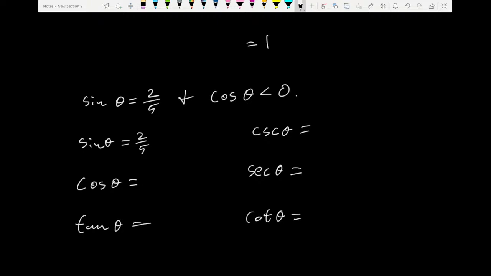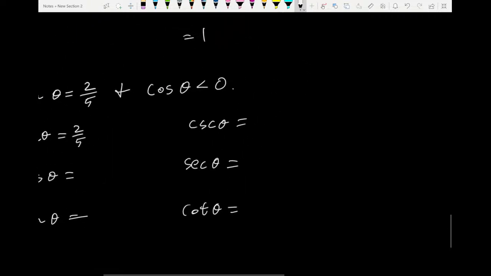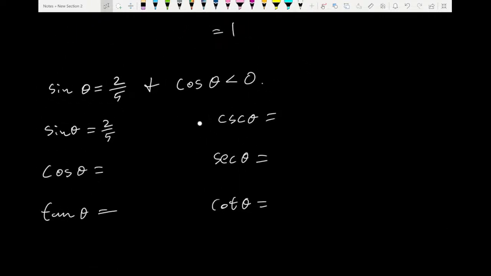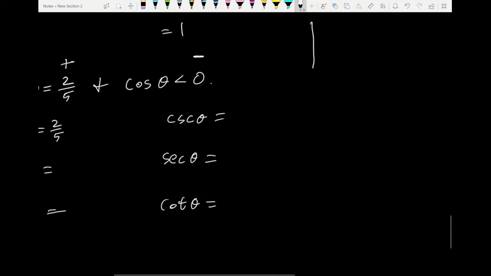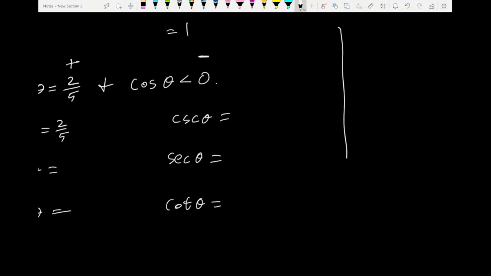All right, so for this one, we're going to use a triangle. It tells us that sine of theta is positive and cosine is negative. So what quadrant are we talking about? Sine is positive and cosine is negative, so we're talking about this quadrant. So let's make this triangle right over here. And that's your theta.